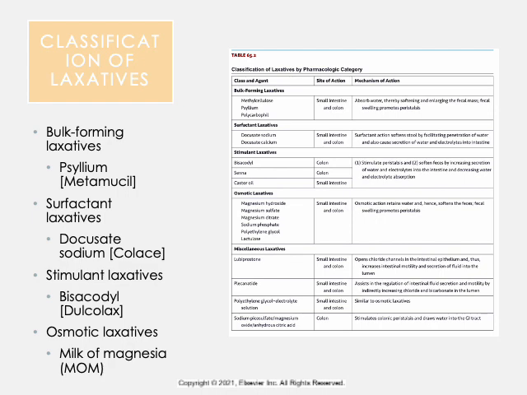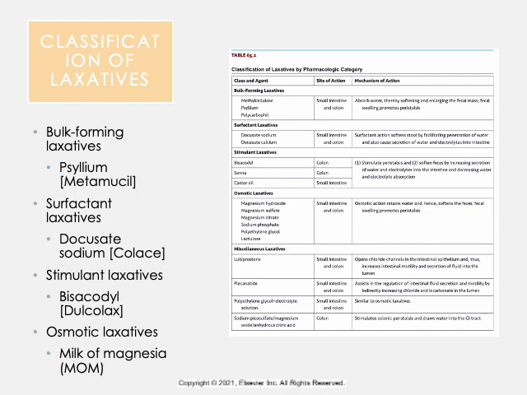And it additionally will cause fecal swelling, promoting peristalsis. The surfactant laxatives work also in the small intestines and the colon. These are your docusate sodium, docusate calcium. It has a surfactant action that's going to soften your stool by facilitating the penetration of water, and it's going to cause secretion of this water and electrolytes into the intestines.